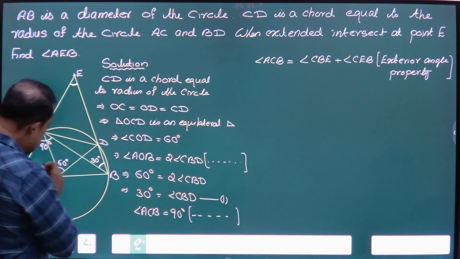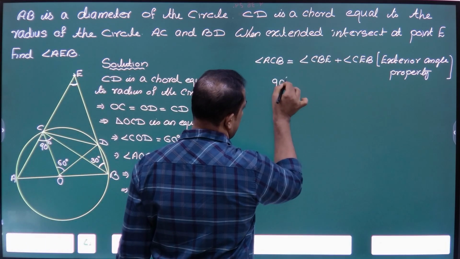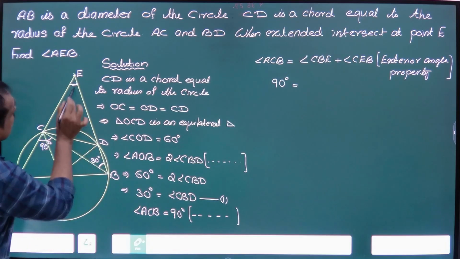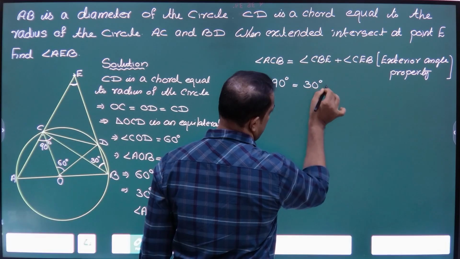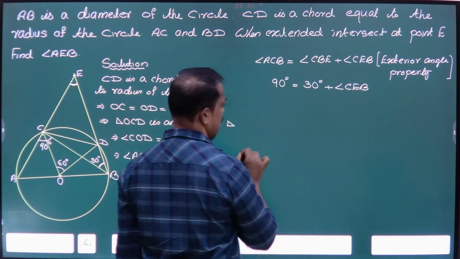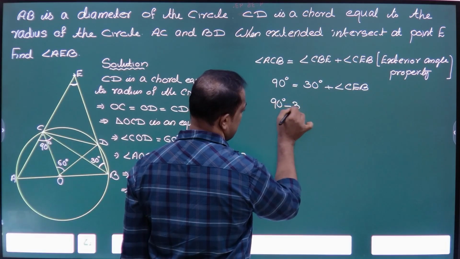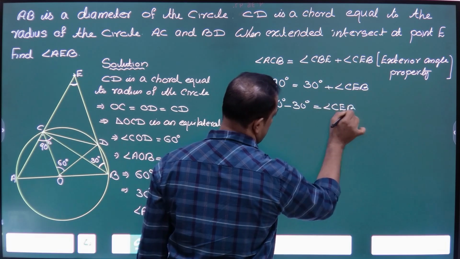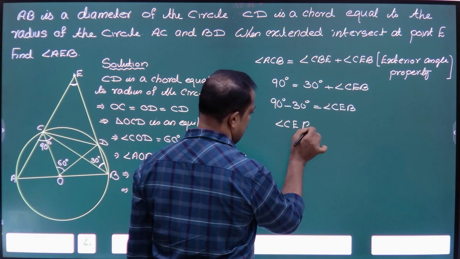Now substitute the value. What is angle ACB? 90 equal to angle CBE, 30 degree, plus angle CEB. 30 इधर शिफ्ट कर दो, 90 डिग्री माइनस 30 डिग्री इक्वल टू. व्हाट इज एंगल CEB इक्वल टू.